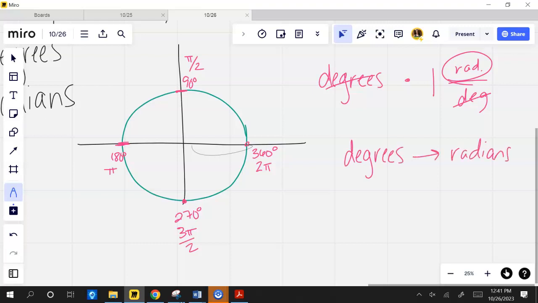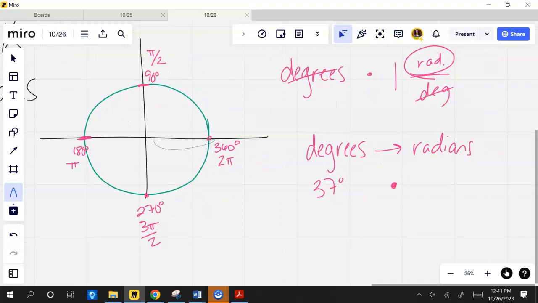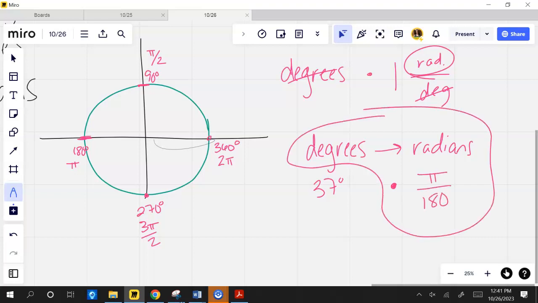So I'm starting in degrees, right? Say I have 37 degrees and I want to know how many radians that is. I'm going to multiply by pi over 180 every single time. Pi is an irrational number, and you have to leave your answers with pi in them. Radians should always have the pi's.